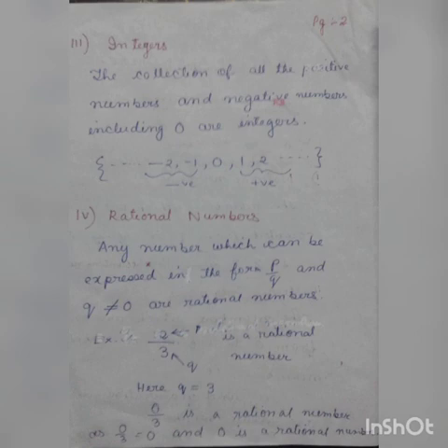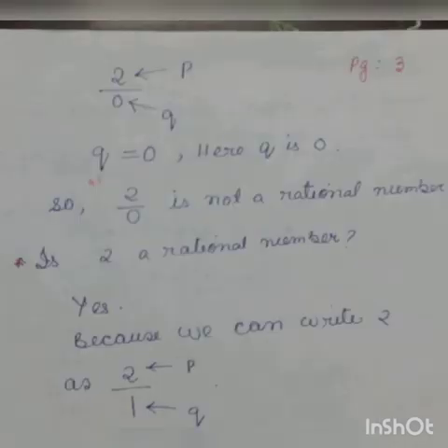0 by 3 is a rational number. Why? As 0 by 3 is equal to 0, and 0 is a rational number, that is why 0 by 3 is a rational number. Is 2 by 0 a rational number? No, because q, the denominator value, is 0 here. So 2 by 0 is not a rational number.